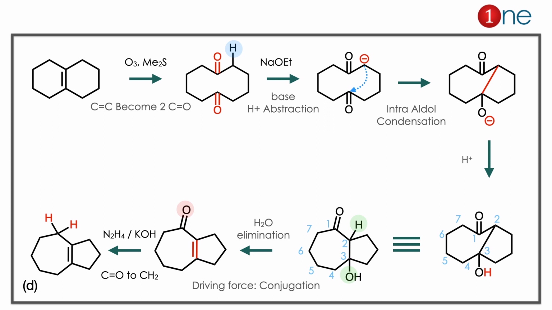Next step you are using the base. The base abstracts a proton, and you have anion formation. The anion attacks the carbonyl, and you have ring closure. There itself you have 5-member and 7-member ring formation. Then the O minus conjugates with acid, and you have an alcohol. So you have an alcohol, alpha hydrogen and ketone, so definitely conjugated alkene formation. The water elimination leads to the conjugated alkene.